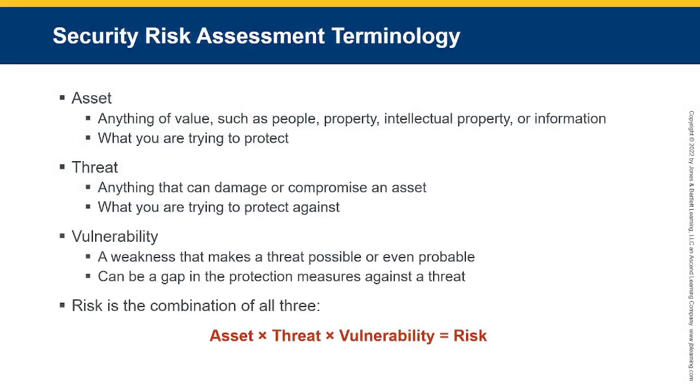So let's look at some terminology. An asset is anything of value, such as people, property, intellectual property, or information, or what you are trying to protect. A threat is anything that can damage or compromise an asset, what you are trying to protect against. A vulnerability is a weakness that makes a threat possible or even probable. It can be a gap in the protection measures against a threat.